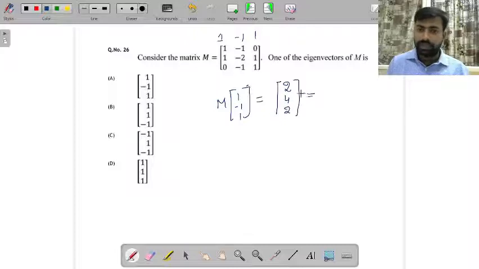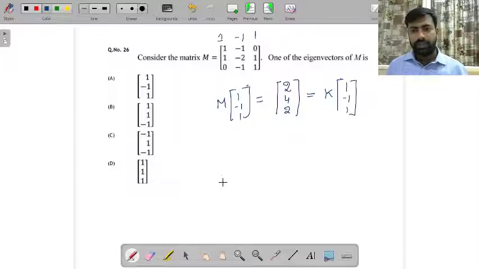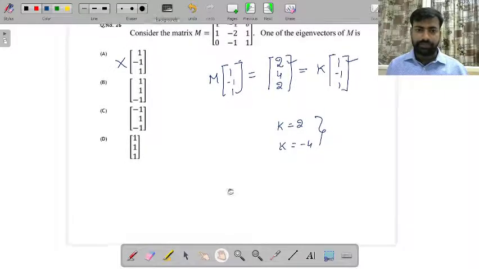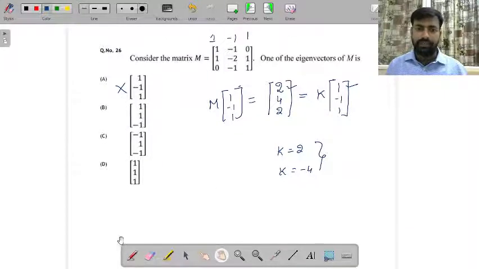Now can you express this 2, 4, 2 as a constant multiple of 1, negative 1 and 1? Is it possible? Let's see, if it is possible, then k must be equal to 2 from the first entries, right? From the second entries, k must be equal to negative 4. How is it possible? How can k take two different values? No, therefore it is not an eigenvector. Now look at the second option, 1, 1, negative 1. And you can verify that this also will not give you a constant multiple of that.